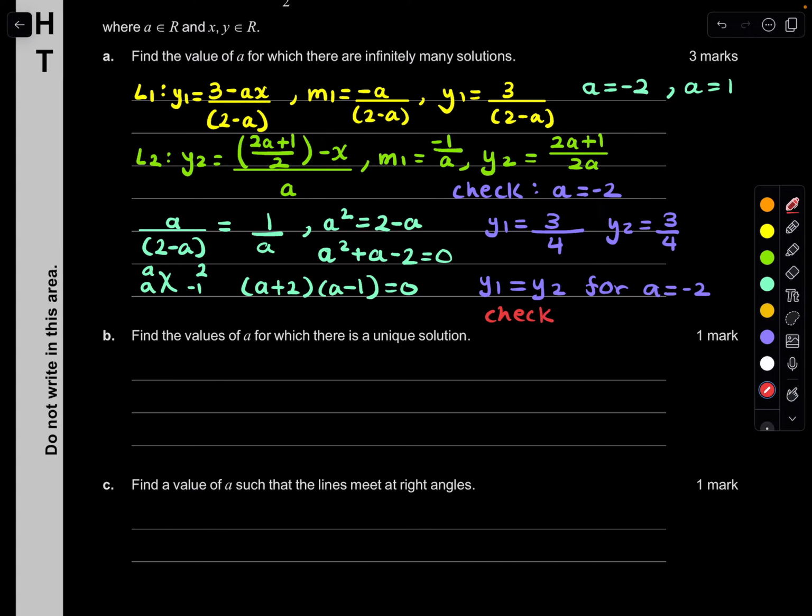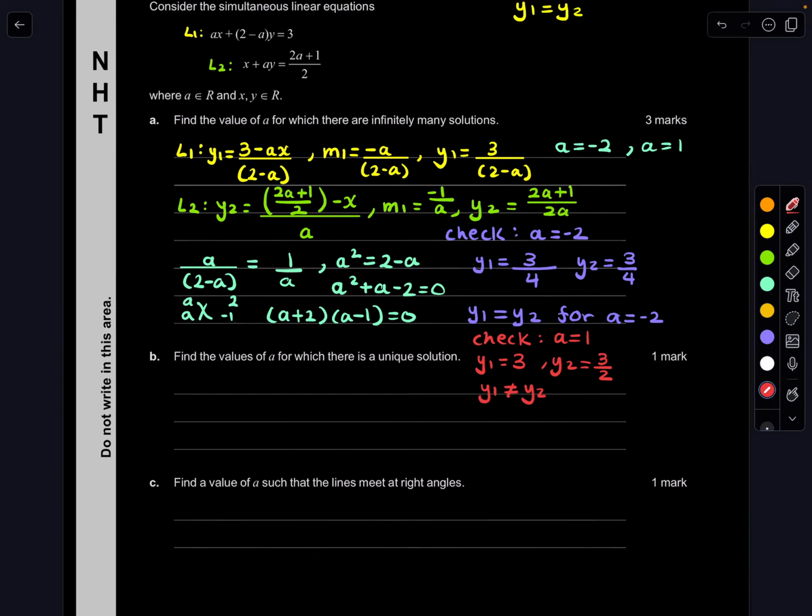Now let's check the other case. Check a equals 1. So let's sub that into those y values. So y1 is going to be what? If I sub in 1, it's basically 3. And y2 is going to be 3 over 2. Nope, they are not the same. y1 is not equal to y2. Hence, a equals 1 is rejected. Reject that. And that is it.